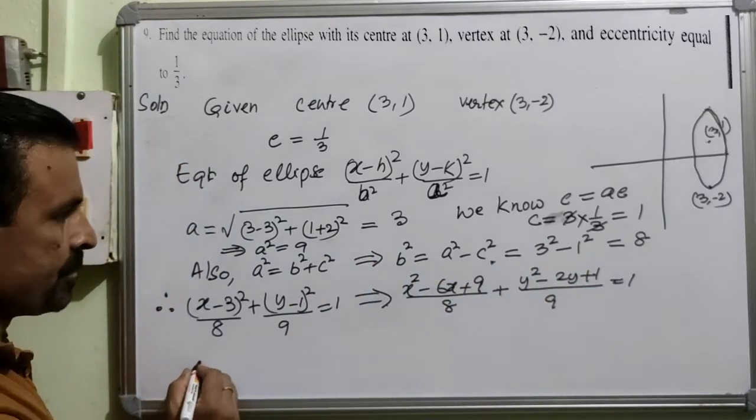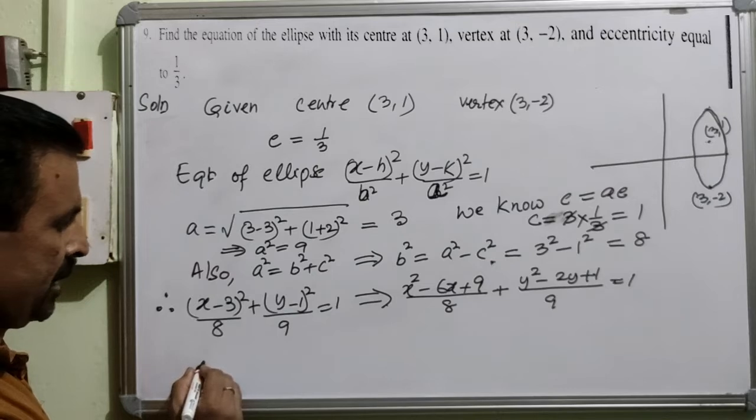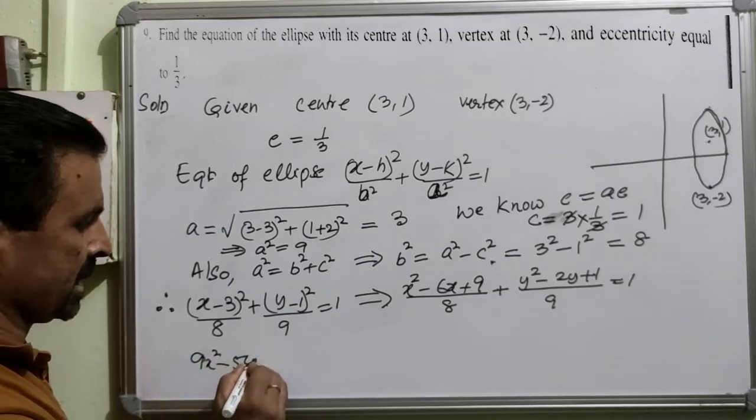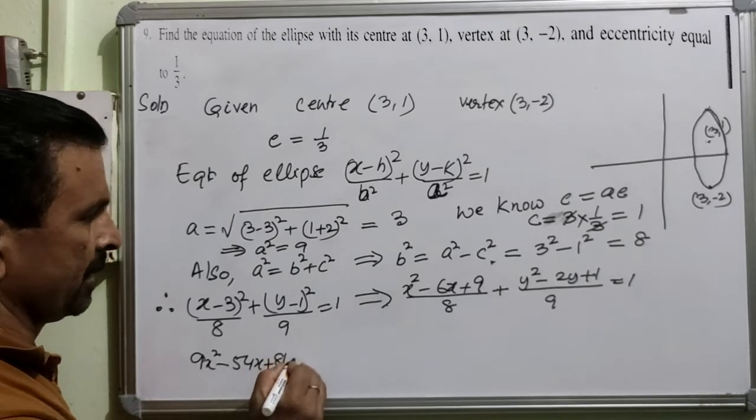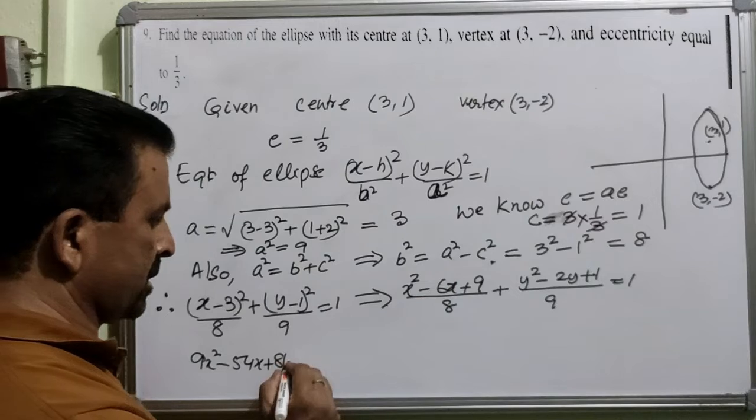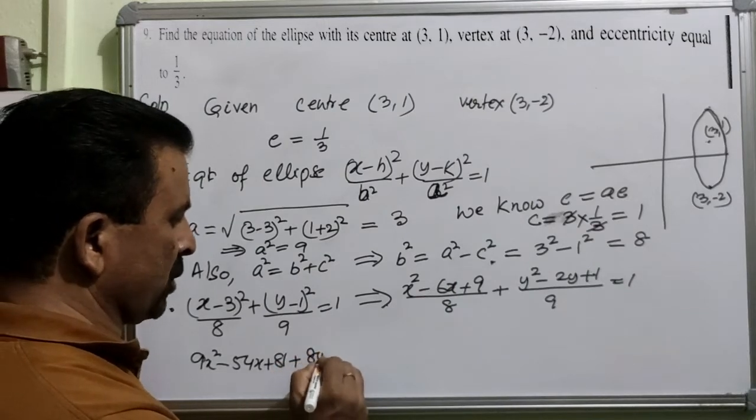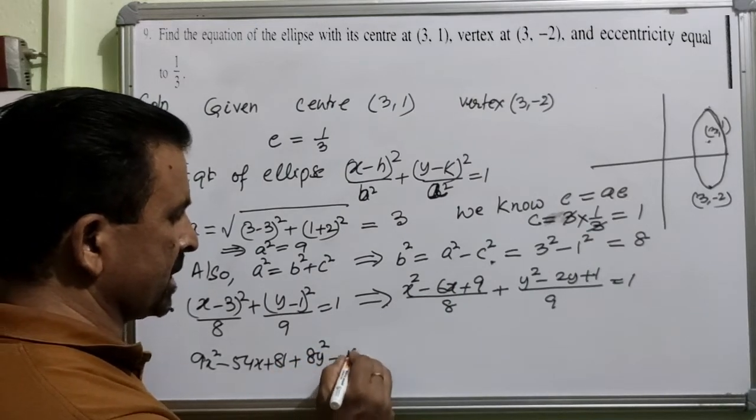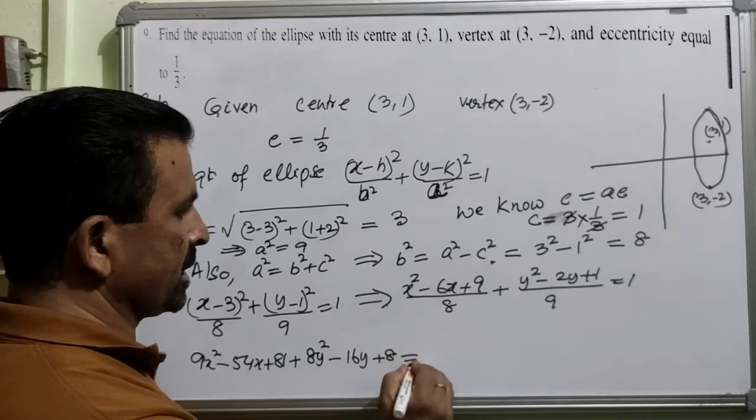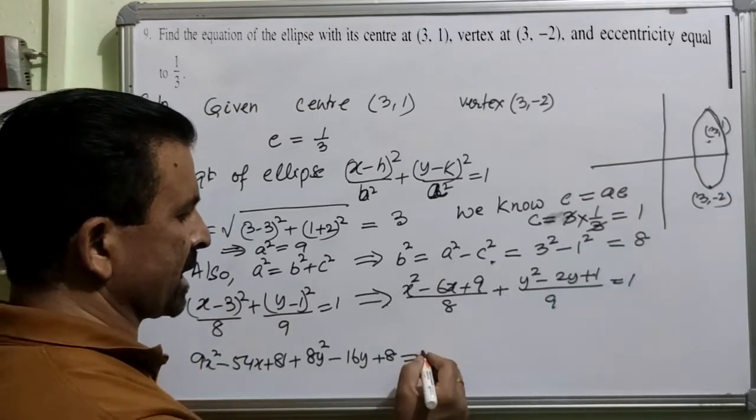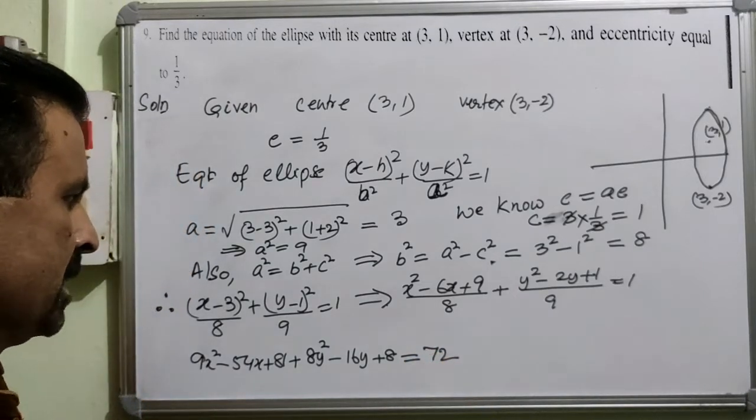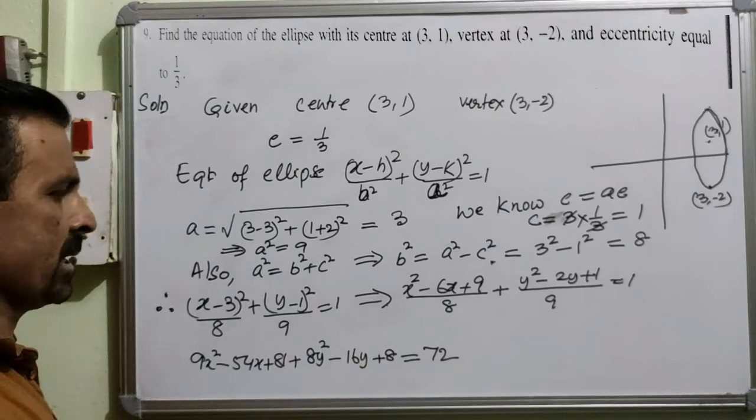Now we can simplify this into a fraction, make it equal to 1 by doing the cross multiplication and finding the LCM. So the numerator will become 9x square minus 54x plus 81 divided by 8, right? And then let me take this together. This is 8y square minus 16y and then plus 8, and is equal to this 8 9s are 72. I will take that to that side directly, 72. Hope this is very clear. Now we are going to write the final answer.